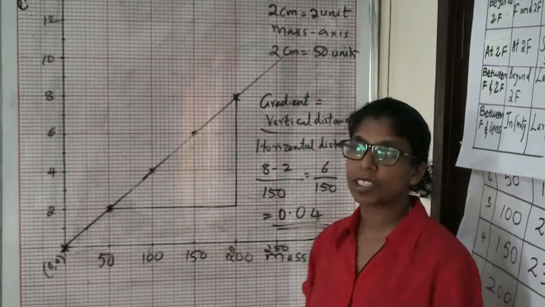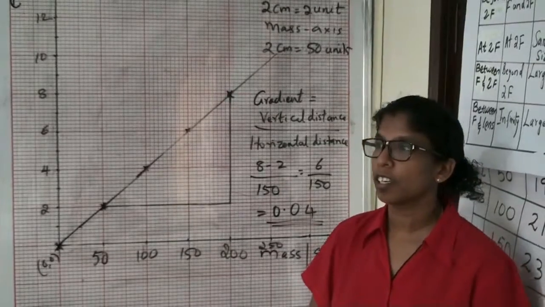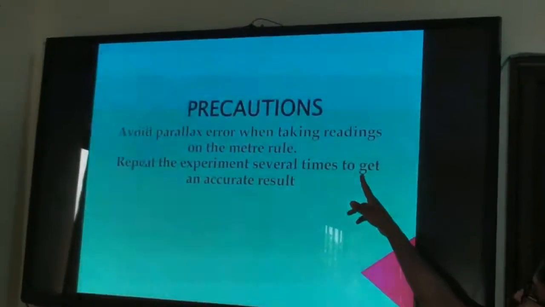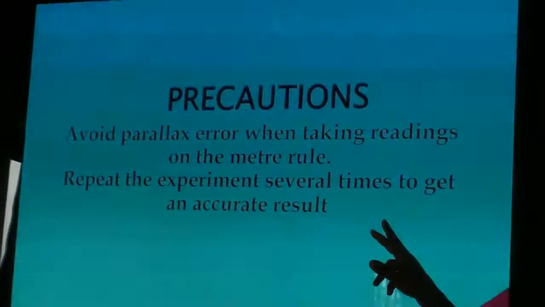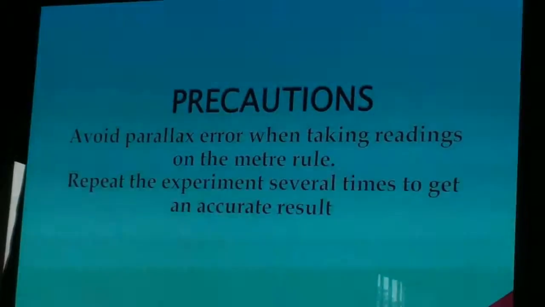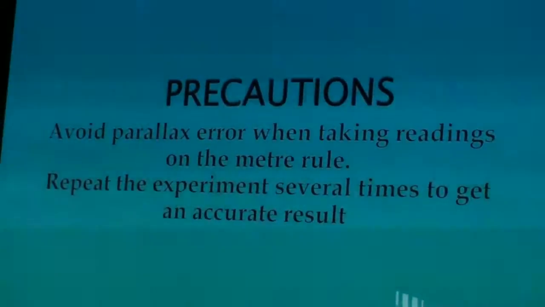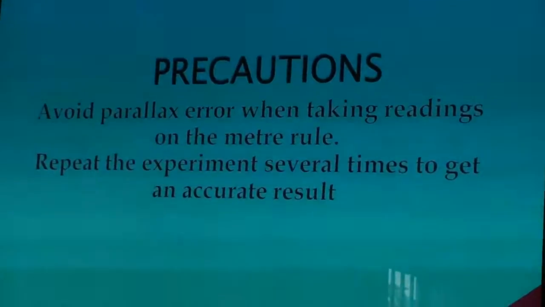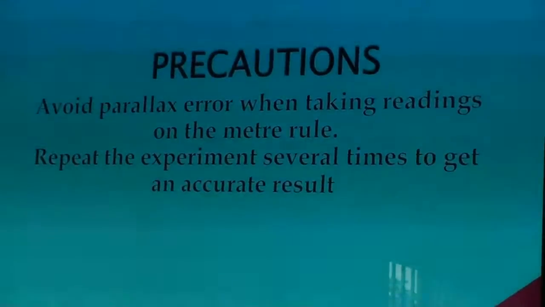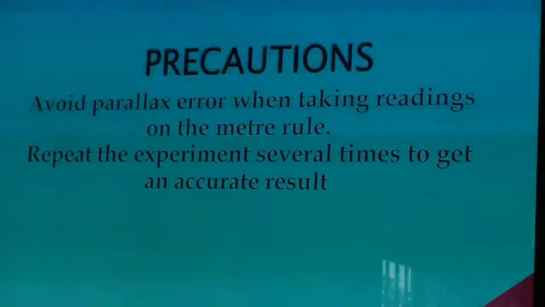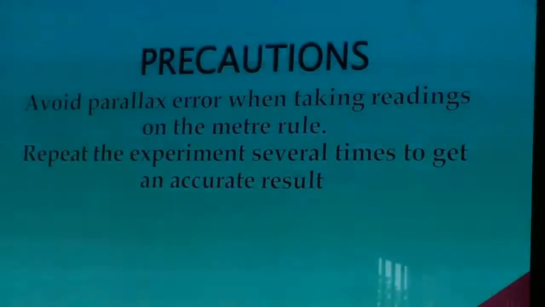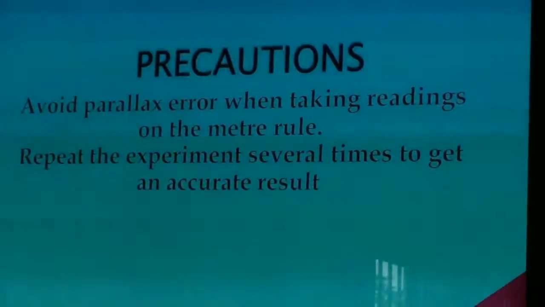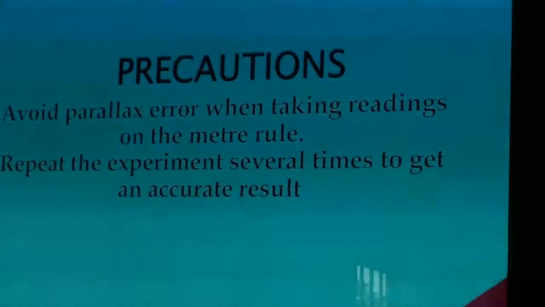Now let us look at the precautions we are supposed to take for this experiment. Precautions: avoid parallax error when taking readings on the meter rule. How do you avoid parallax error? By looking at the meter rule straight, not from a slanting position, vertical with the eye level. Second, repeat the experiment several times to get an accurate result. Always repeat the readings at least twice or 3 times so that you can get an accurate result.